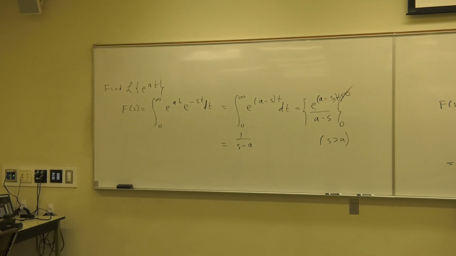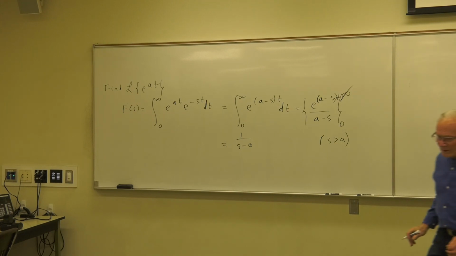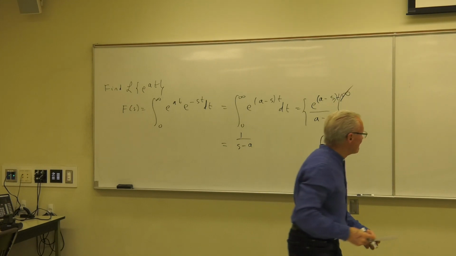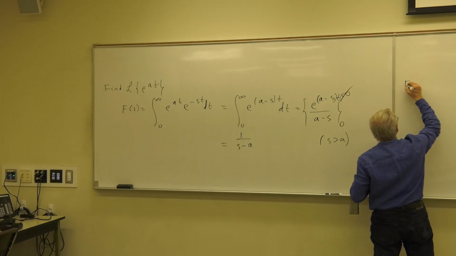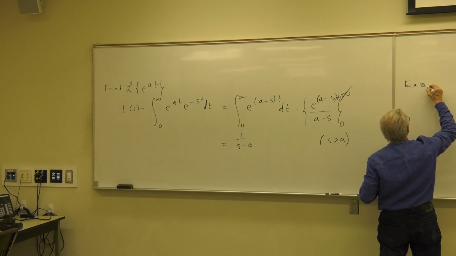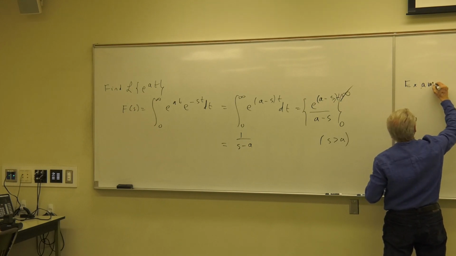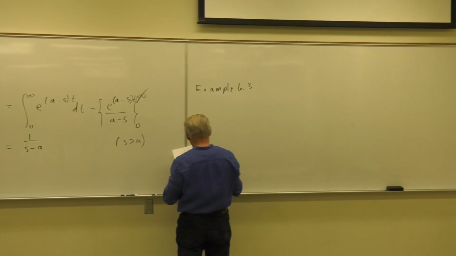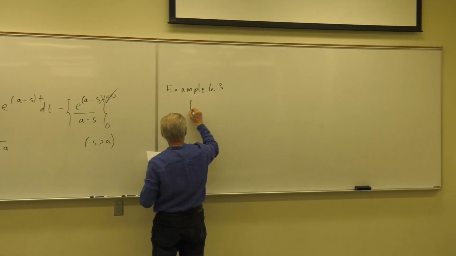Third one, I'm going to simply talk about the one in the book as an example, because I don't want to do all the calculation. I want to get the essence of it. So it's example number 3, example 6.3. It asks you to find the Laplace transform of this function.